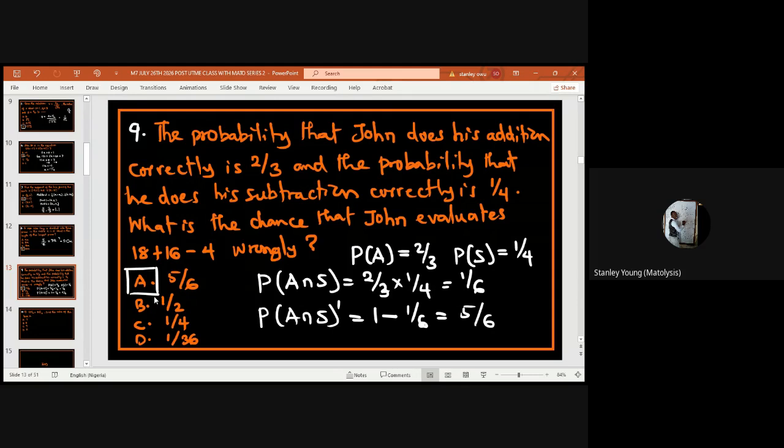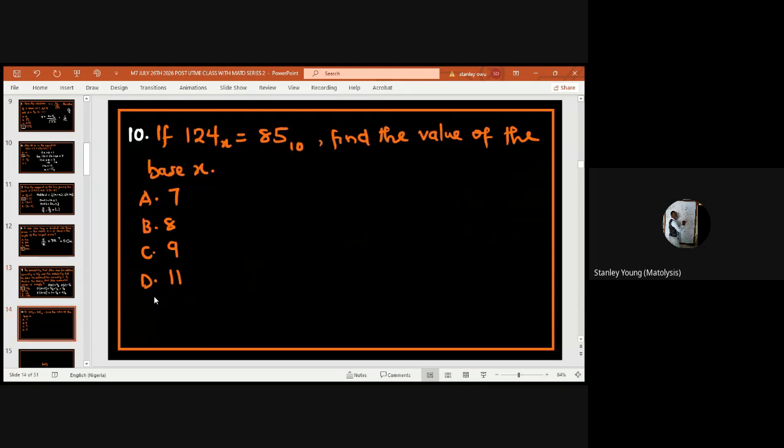Then the last problem, question 10. This question is on number base. It says if 124 base x equals 85 base 10, find the value of the base.